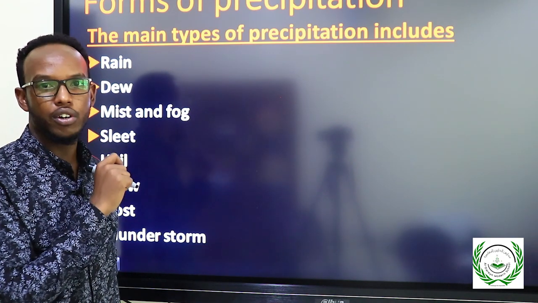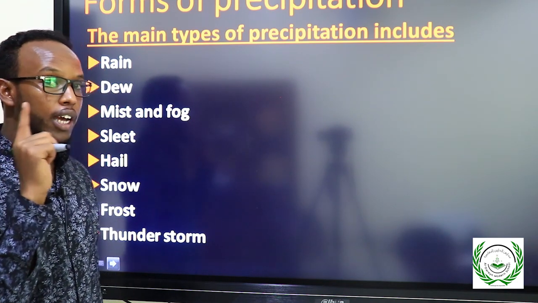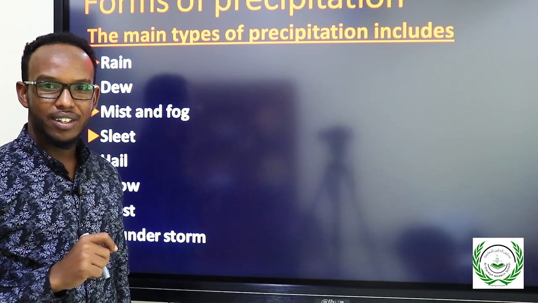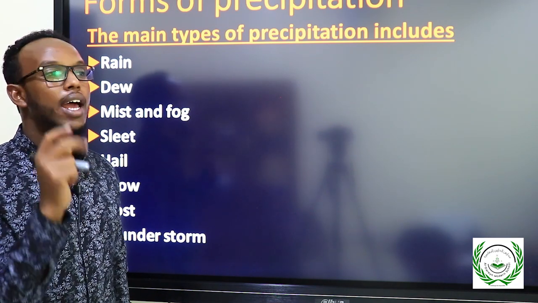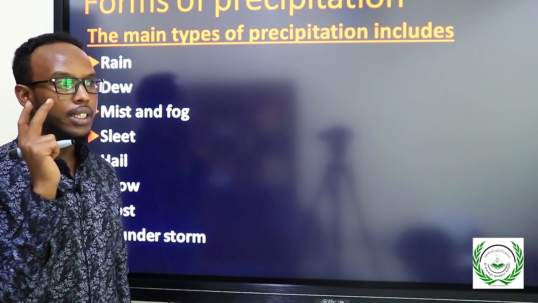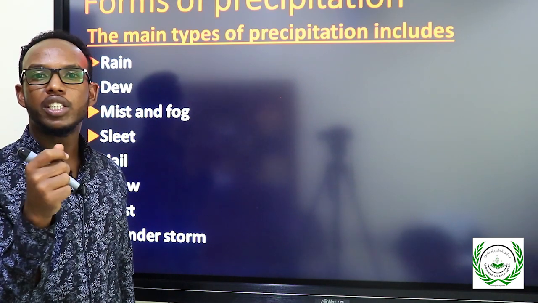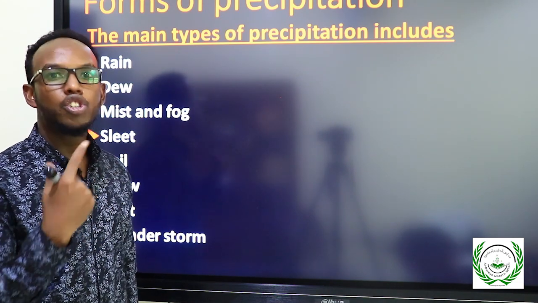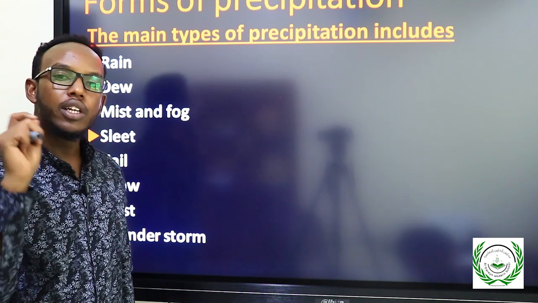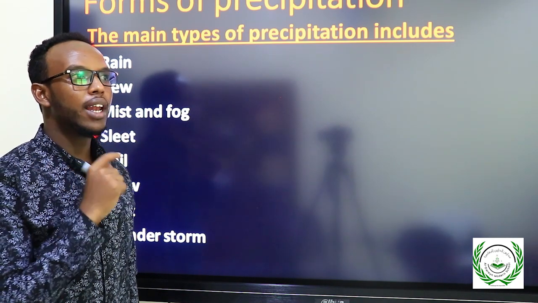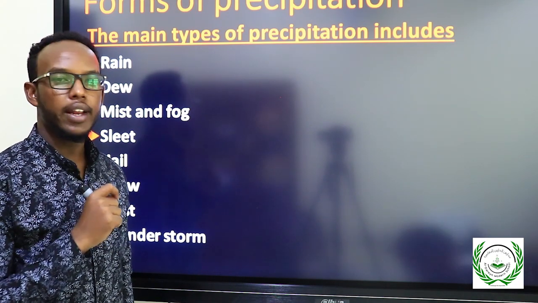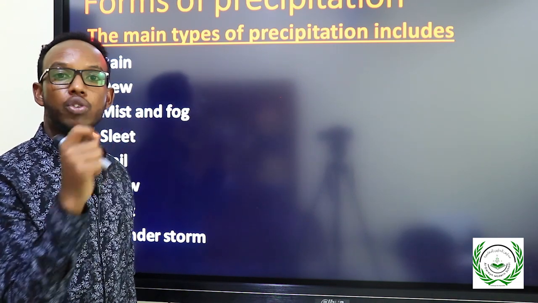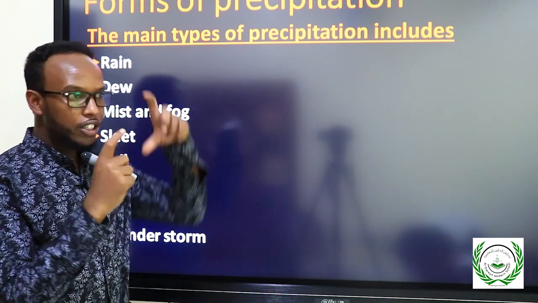There are conditions necessary to get precipitation. First, the air must be saturated, the air should have more humidity. Number two, the air must contain dust particles. If there are no dust particles in the air, that means there is no rain as well. The third condition was the air must reach dew point. How would we get that dew point?